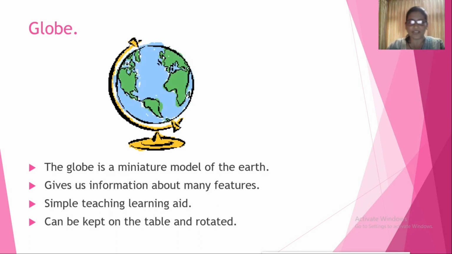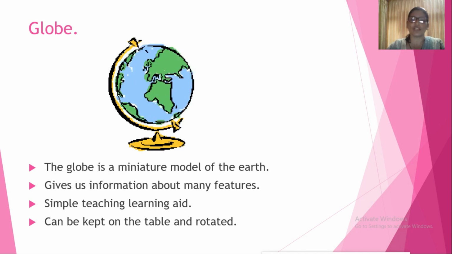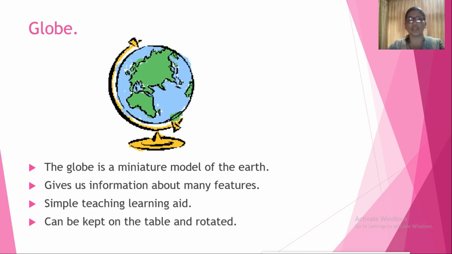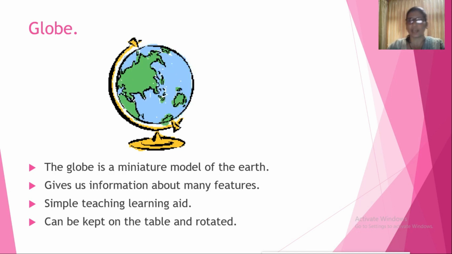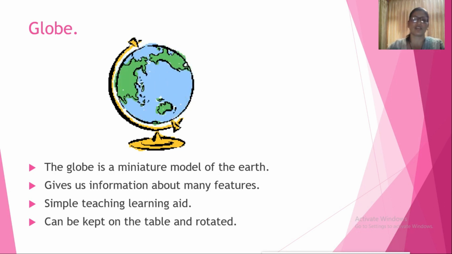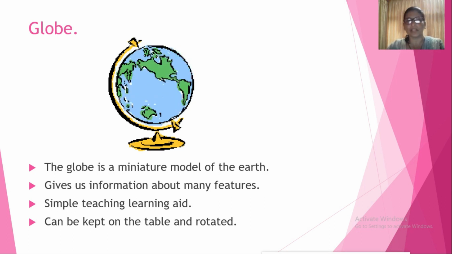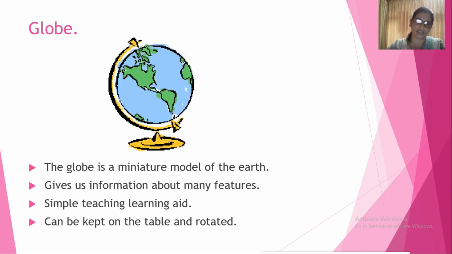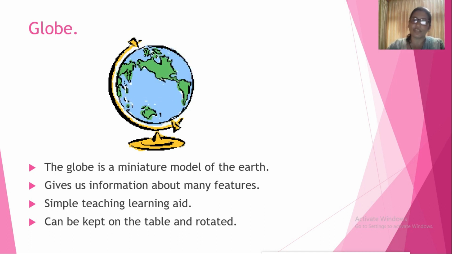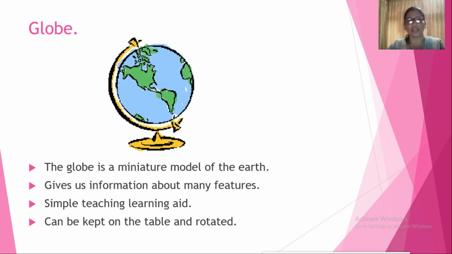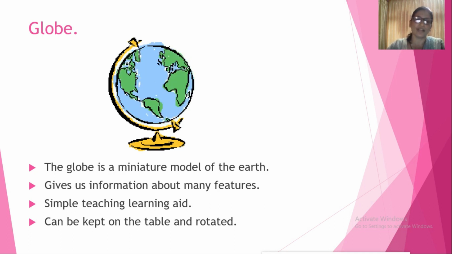The globe is a miniature model of the earth. It gives us information about many features and it is a simple teaching learning aid. It can be kept on the table and rotated. I hope you understood. Children, can you tell me what are the uses of a globe?